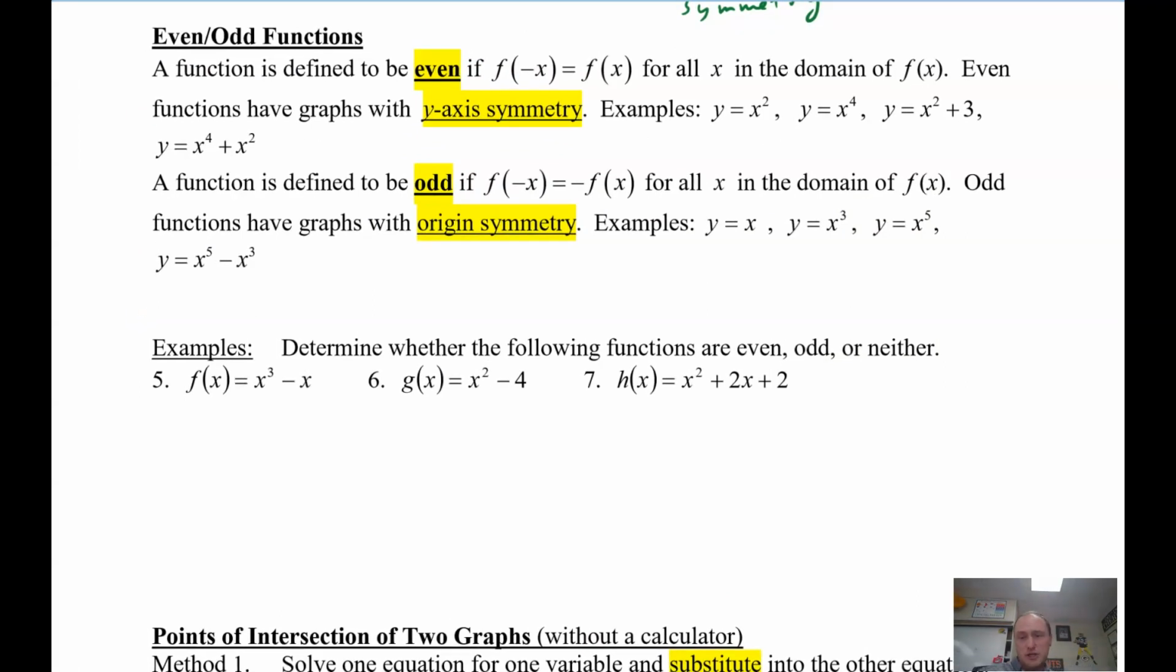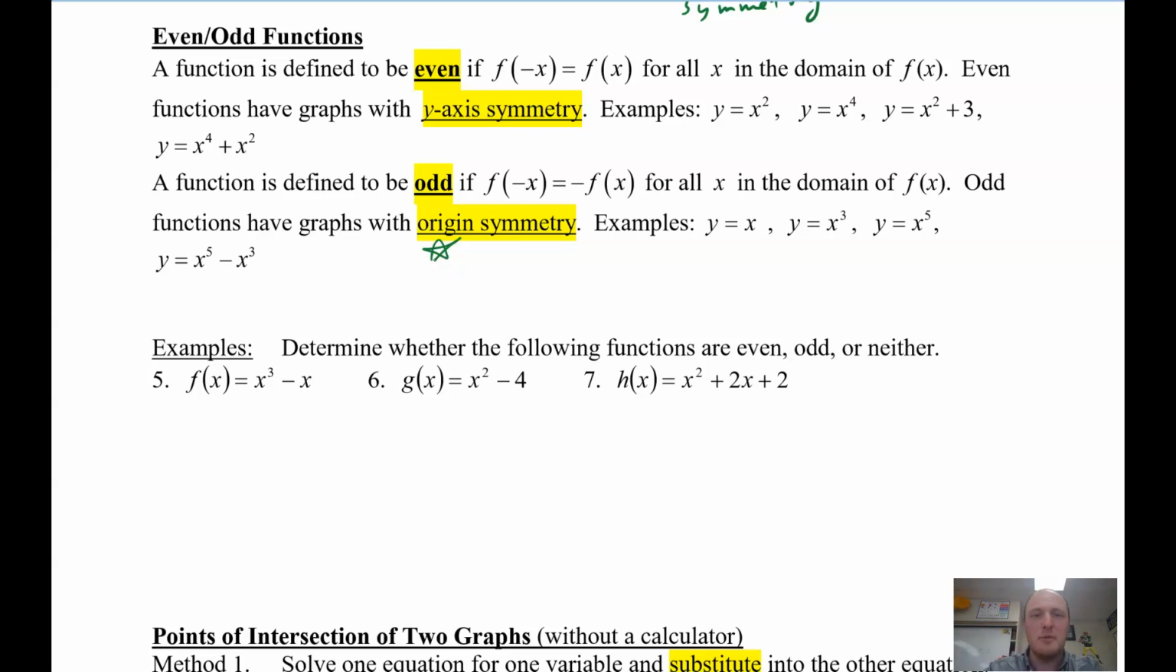For a function to be even, if you replace the x value in the function with negative x, then you will receive the same output, the same type of function. And this is indicative of y-axis symmetry. A function is said to be odd if you plug in a negative x and you get a negative f of x for all x values in the domain. And this is similar to what we talked about in the prior video of origin symmetry.